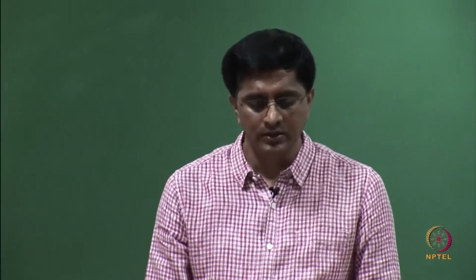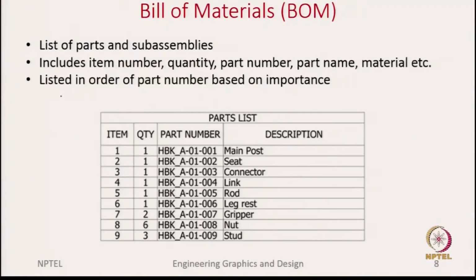Okay. So, next let us look at the bill of materials. We have already seen what the bill of materials does. Whatever parts you have shown with the ballooning, you make a list of those parts and show it here. So, what does the bill of materials contain? It contains the item number, it also contains the quantity. So, for example, here you see the gripper, the quantity is 2. Similarly, there are 6 nuts and 3 studs.